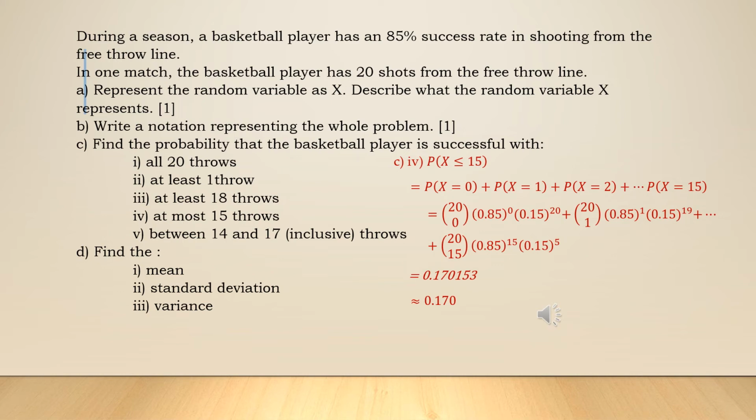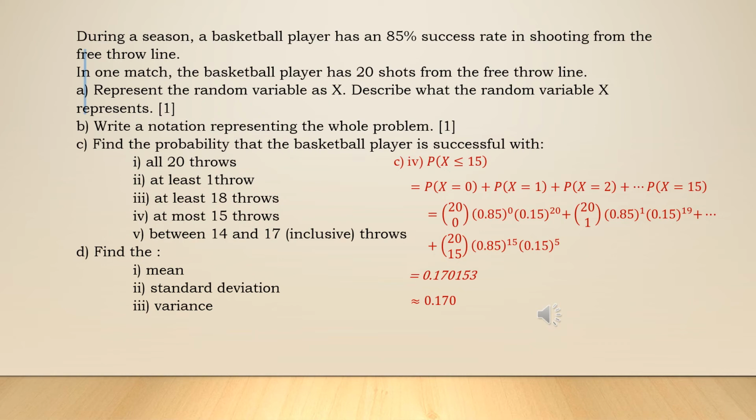Then you can use the combinations 20 and 0, 20 and 1, 20 and 2, until 20 and 15. And then you just follow the formula, which is the combination times the probability of success times the probability of failure. Our probability of success is 0.85. Our probability of failure is 0.15. You just change the exponent of each based on our formula.